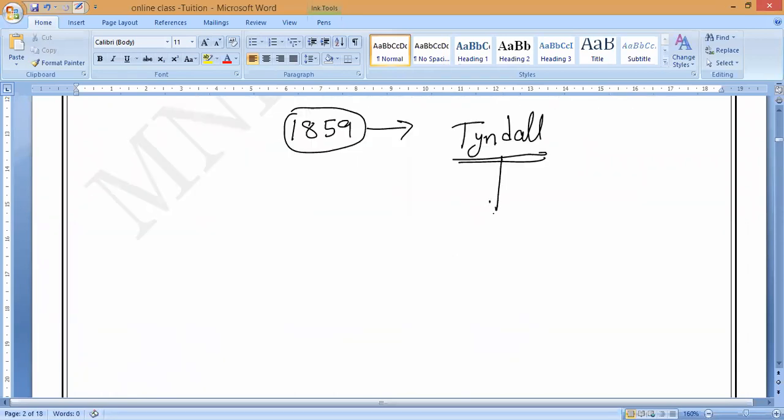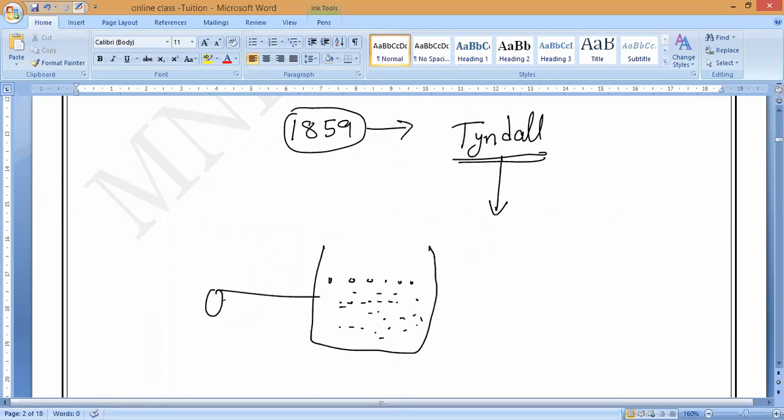So Tyndall took a clear liquid which contains small suspended particles. You have to respond to me. He passed white light, which consists of 7 colors, through these particles. What did he find? He found that the blue color of white light, having a shorter wavelength, scatters much more, in random directions, all directions.